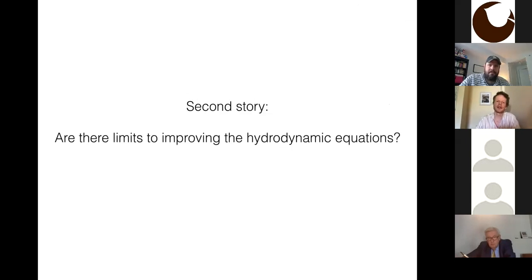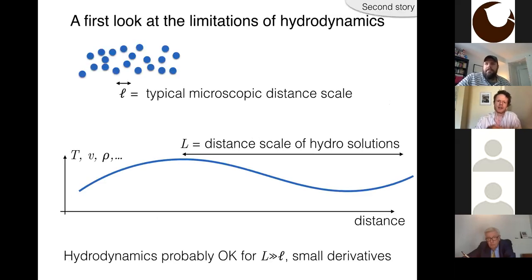My second story is this. Are there limits to improving the hydrodynamic equations? Let's take a first look at the limitations of hydrodynamics. Hydrodynamics is a macroscopic description, but of course there is also the microscopics, right? A fluid is made out of some stuff, which is schematically represented here by these blue dots. Think of particles. There is a typical distance scale associated with the separation between those particles, or constituents of your fluid, which I call small l.